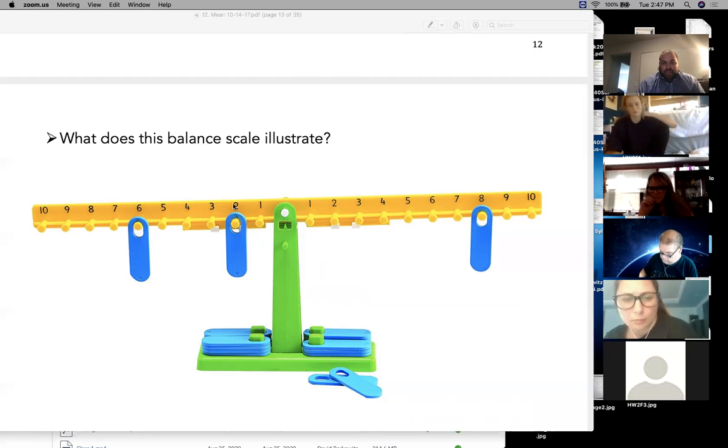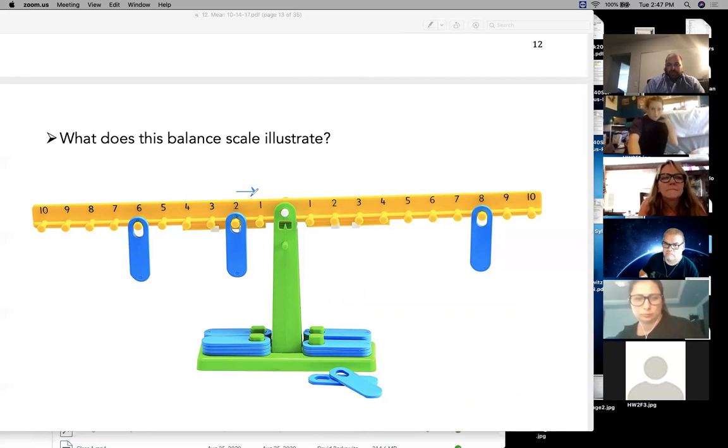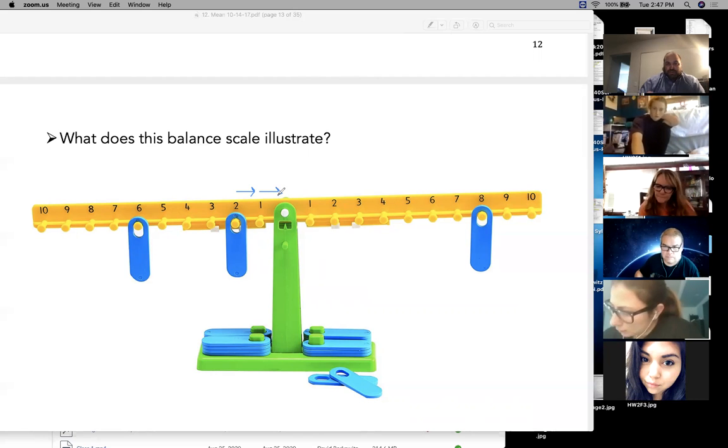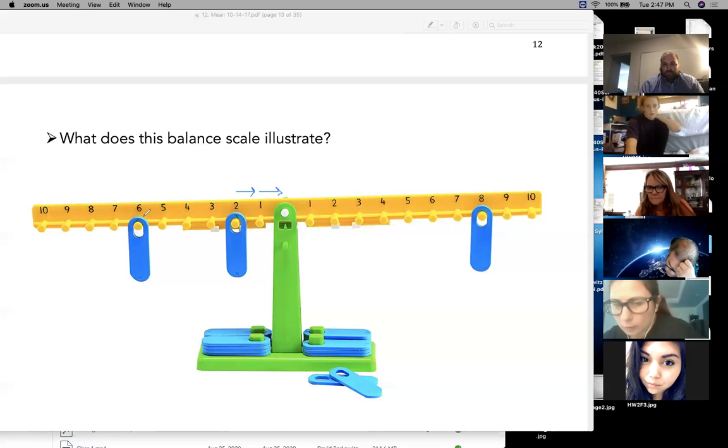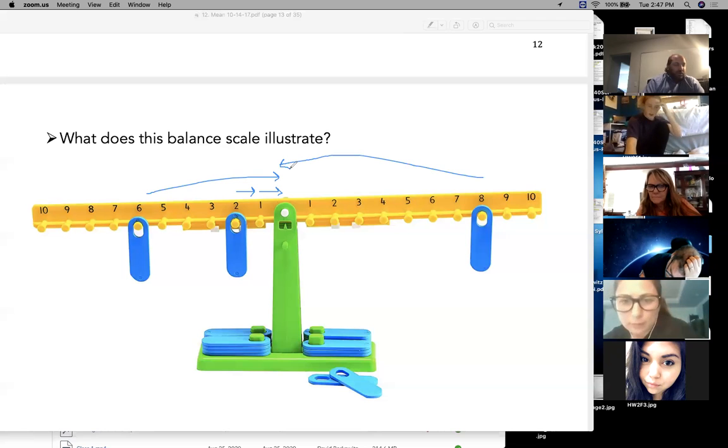How many spots would I need to move this one to get to the balance point? 1? Well, if I move it 1, I'm not at the balance point. 2. I've got to move it 2 to get to the balance point, right? And how far do I have to move this one to get to the balance point? It's currently at 6 and it's got to go to 0, for a total of how much movement? 8. And how far do I have to move this to get to the balance point? 8. So they're balanced. They're all balanced.